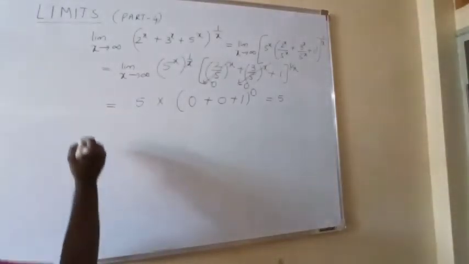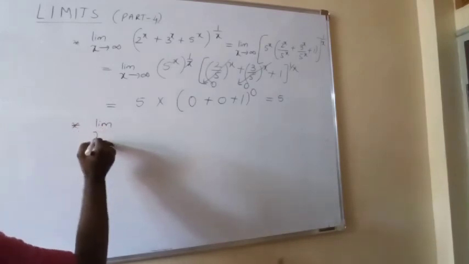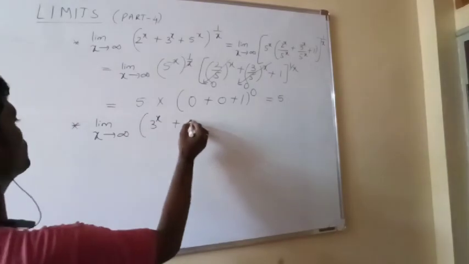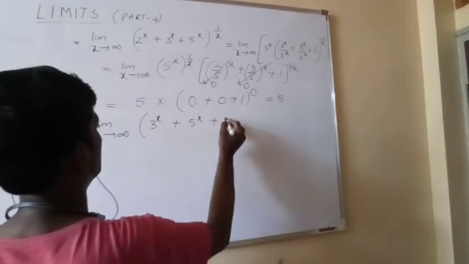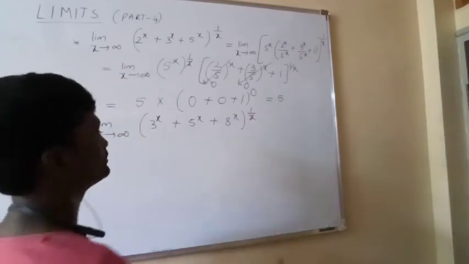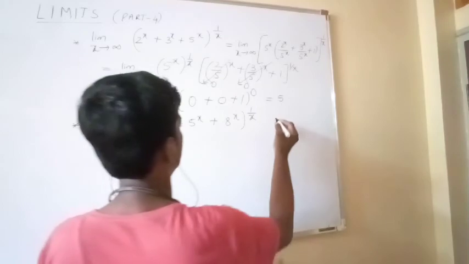Now by looking at this problem, can you say what will be the answer for this question? Limit x tends to infinity, 3 power x plus 5 power x plus 8 power x, whole power 1 by x. Yes, that was correct. Answer is 8.